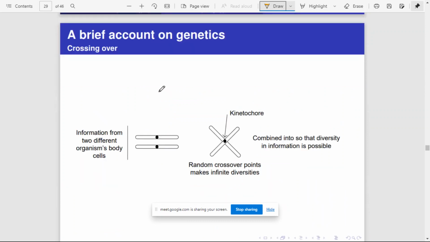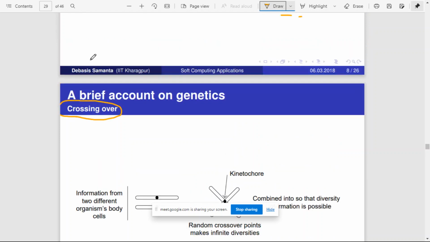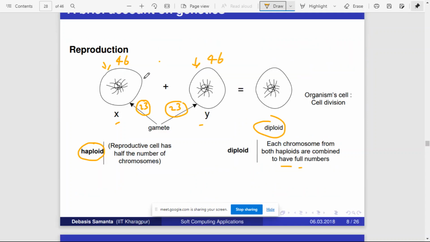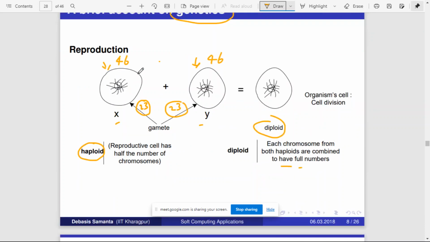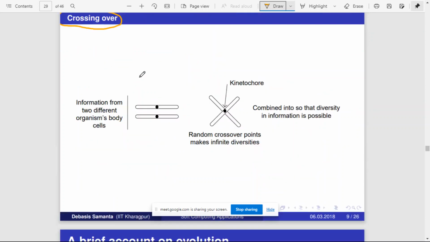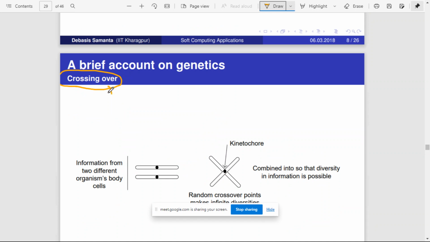So similarly, there is a concept called crossover in genetic algorithm. For everything in genetics, we have an equivalent terminology in genetic algorithm also, right? So that is what we are discussing. There is something called crossing over, and in genetic algorithms we have an equivalent terminology called crossover, right?